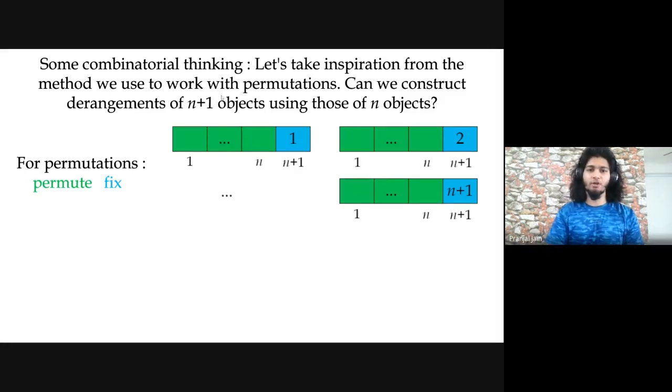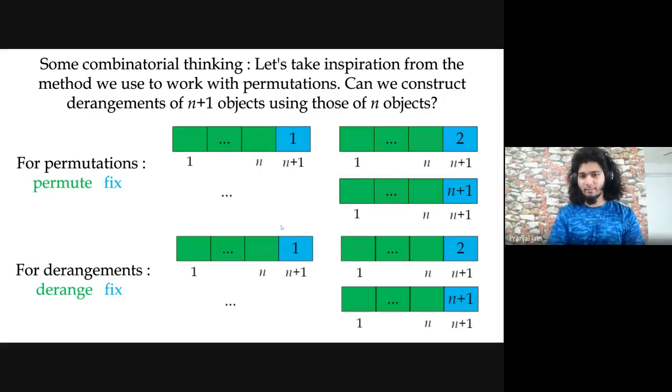If I want to find the number of permutations of n plus 1 objects, what I can do is fix one element and permute the rest. And then I can fix another element, permute the rest, and so on. So every time, the number of ways of permuting these green objects is n factorial, and I'm doing that n plus 1 times. So one goes in the n plus 1 position, two goes in the n plus 1 position, and so on. So I'm doing it n plus 1 times. So I basically get n plus 1 factorial is equal to n plus 1 times n factorial, which we already know. So can we take inspiration from this to work with derangements?